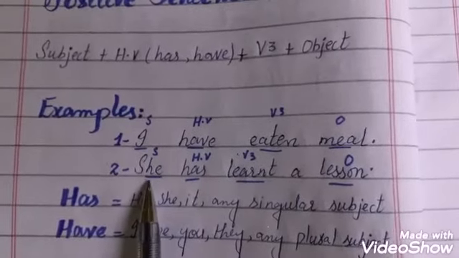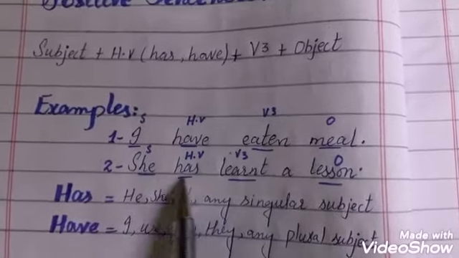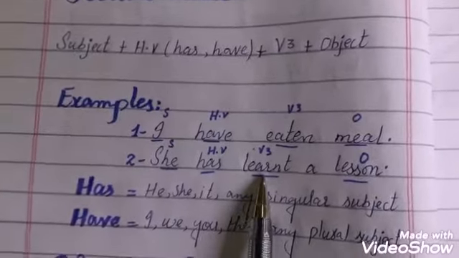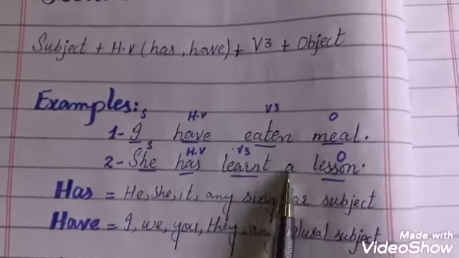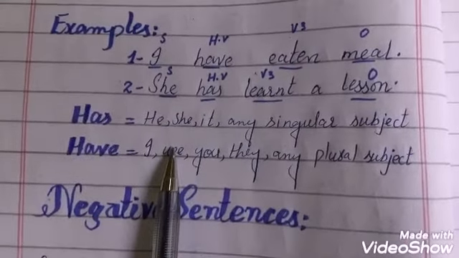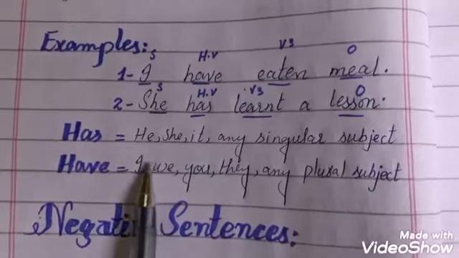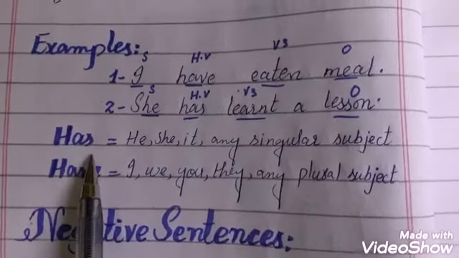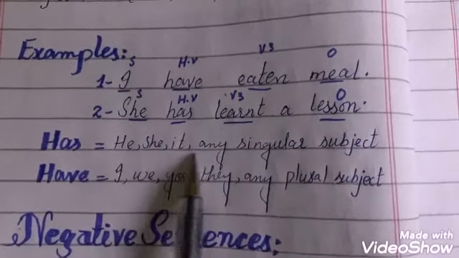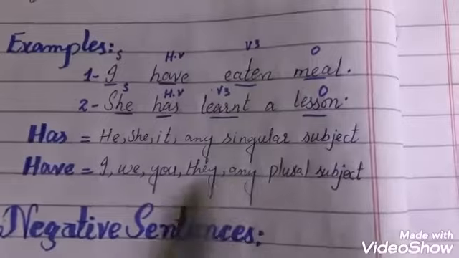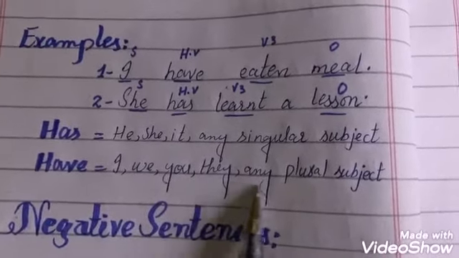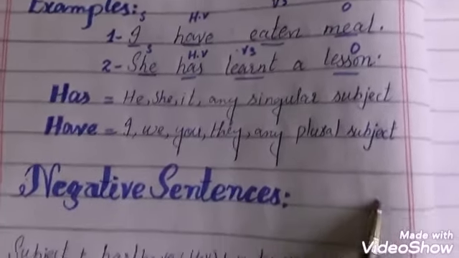Same is the case with example 2. She has learnt a lesson. She is subject, has is helping verb, learnt is third form of verb, and lesson is object. Now the question comes to mind: where do we have to use has or have? So the answer is: has is used when our subject is he, she, it or any singular subject. Have is used when our subject is I, we, you, they or any plural subject.